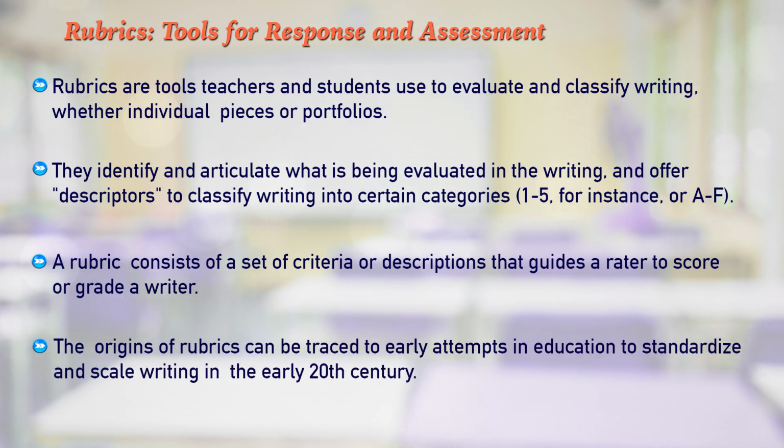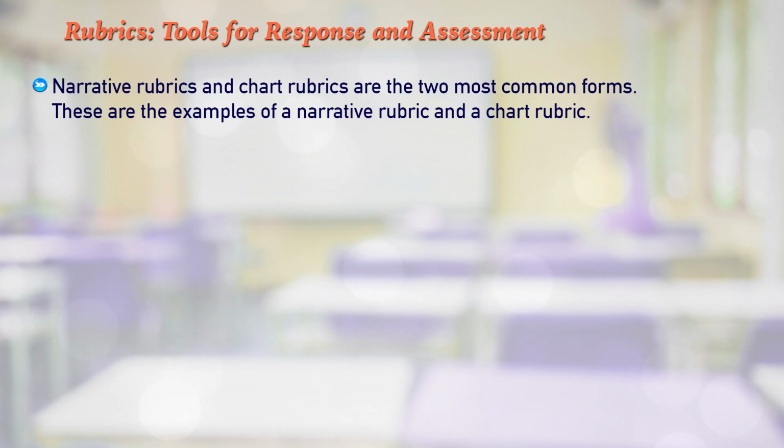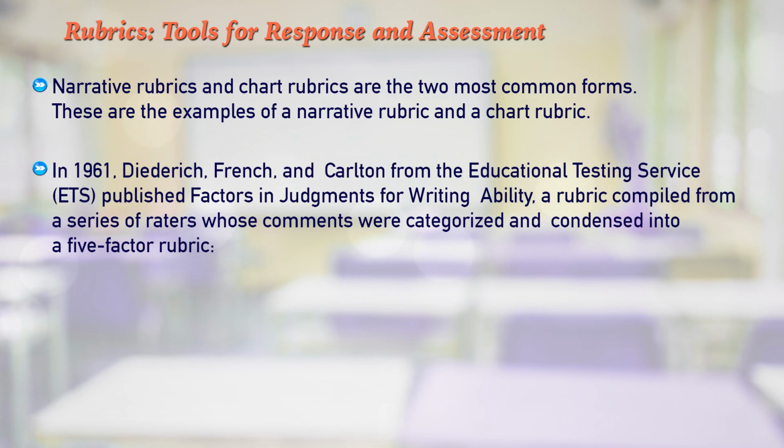The origin of rubrics can be traced to early attempts in education to standardize and scale writing in the early 20th century. Narrative rubrics and chart rubrics are the two most common types. These are examples of a narrative rubric and a chart rubric. In 1961, Diederich, French and Carlton from the Educational Testing Service, ETS, published Factors in Judgments of Writing Ability, a rubric compiled from a series of raters whose comments were categorized and condensed into a 5-factor rubric.